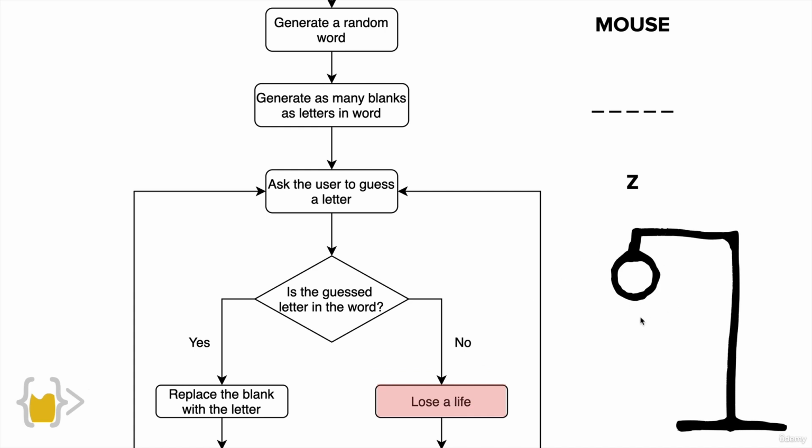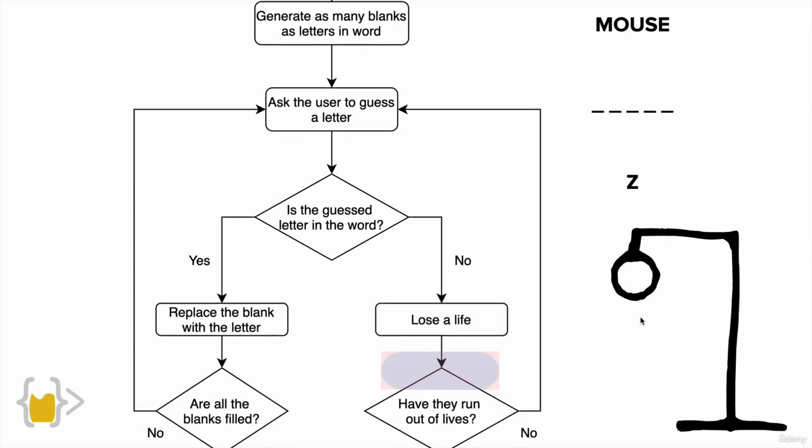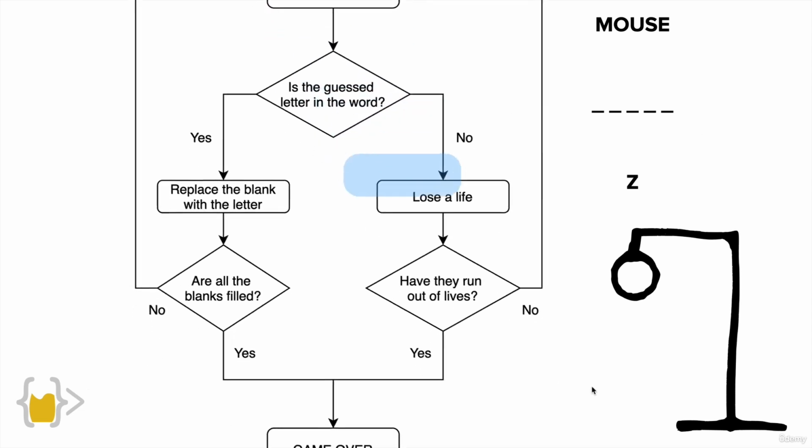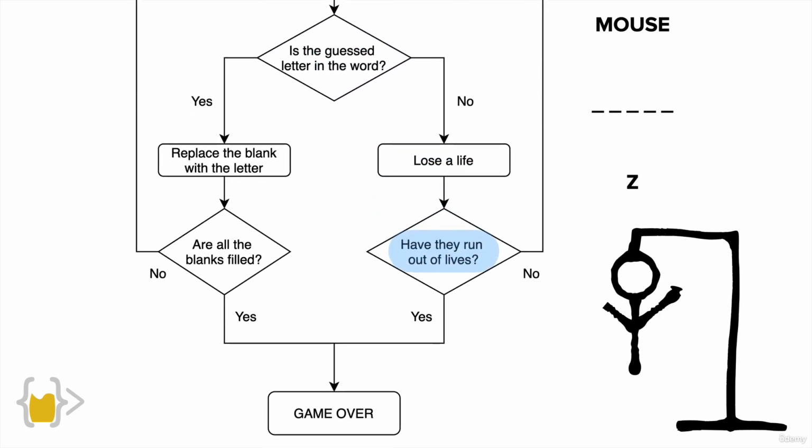Now, depending on whether they have run out of lives, if the hangman has been drawn completely, then they would go down this path, but at the moment they've only lost one life and this figure is not complete, so the answer is no. And that means we go back to the beginning and we get them to guess the next letter. Now, if at the stage where they've exhausted all of their lives and the hangman figure is complete, well then it's the end of the game and they've basically just lost without having guessed all of the letters in the word.